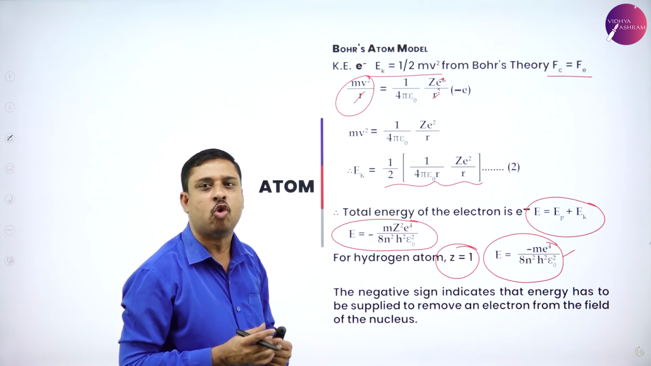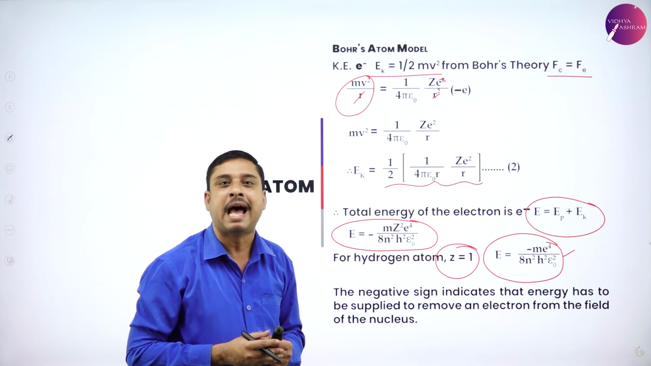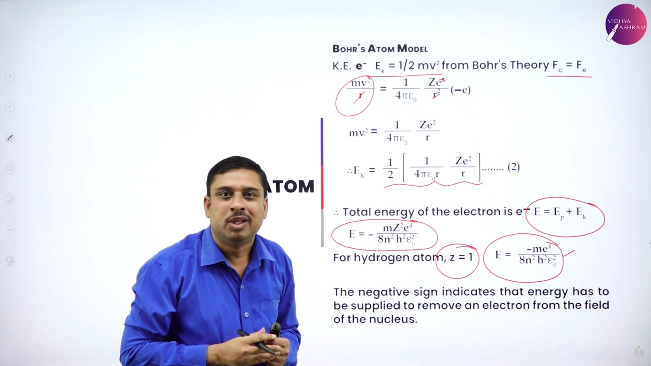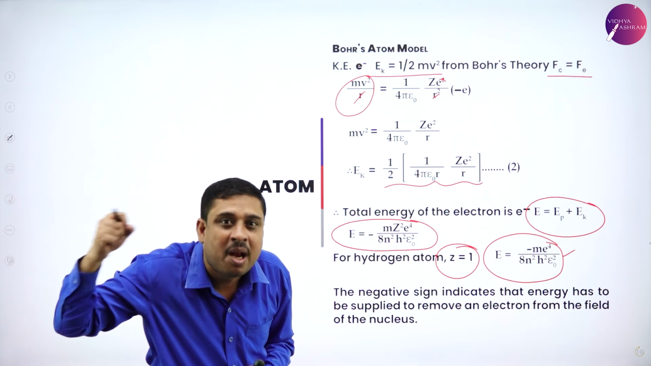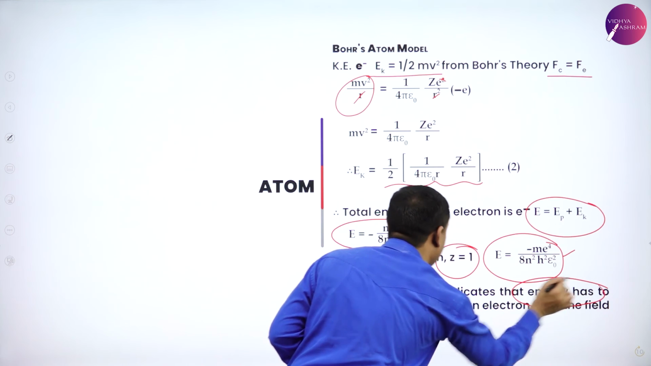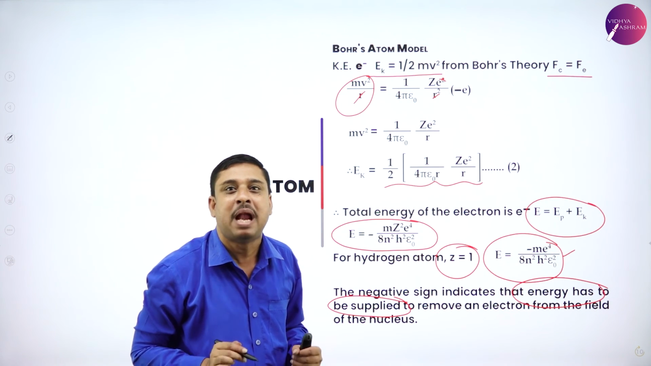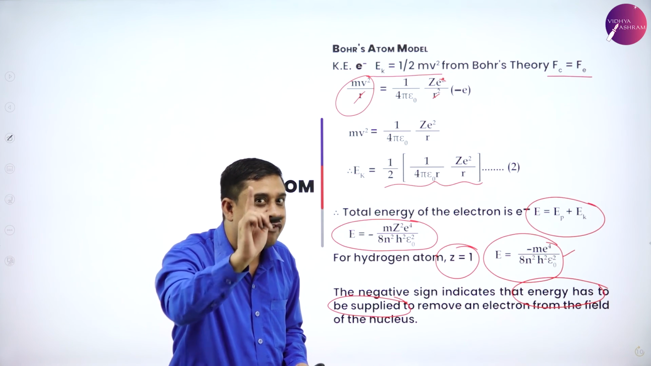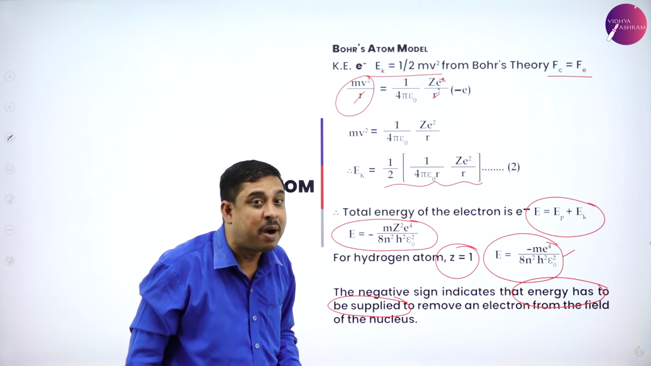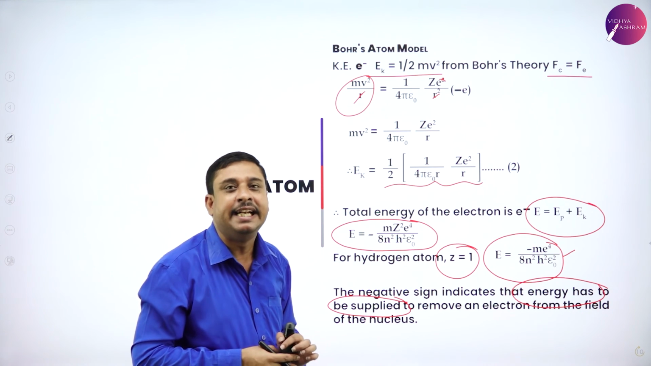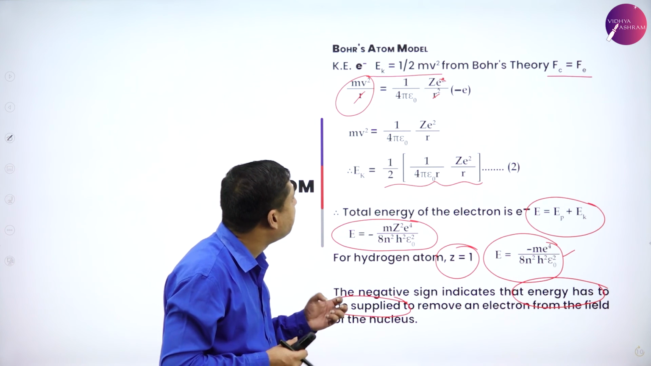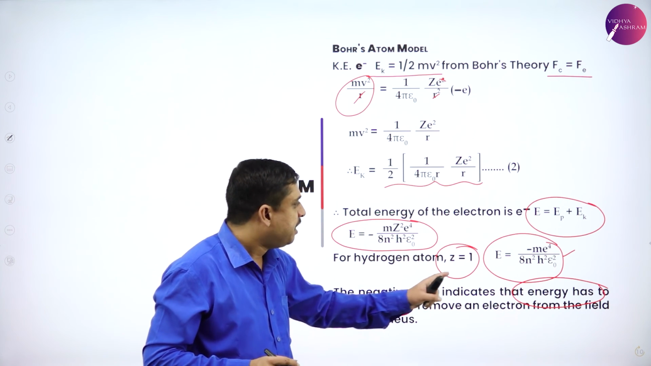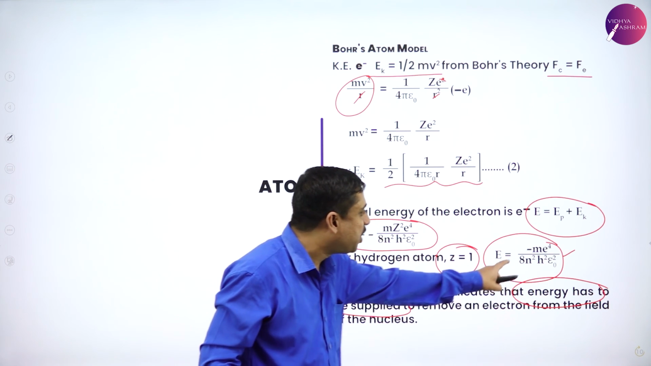Here, what is that negative sign showing? The negative sign shows that if you have to remove an electron from the field of the nucleus, energy has to be supplied. You need to supply some energy so that you liberate an electron from the nuclear field. This significance you may not write in the exam, but some evaluators expect it. So please do write. The negative sign indicates that energy has to be supplied to remove an electron from the field of the nucleus.